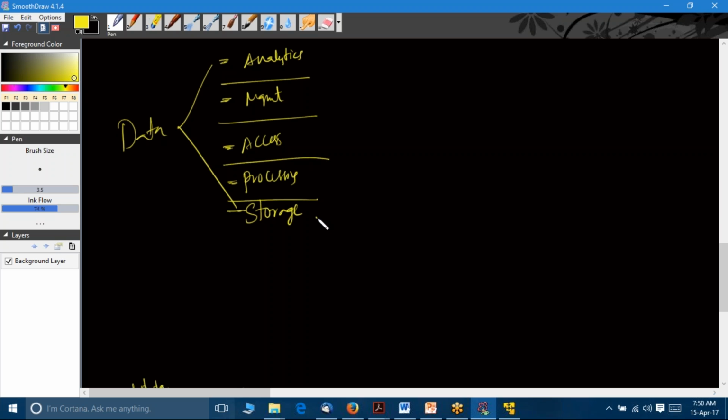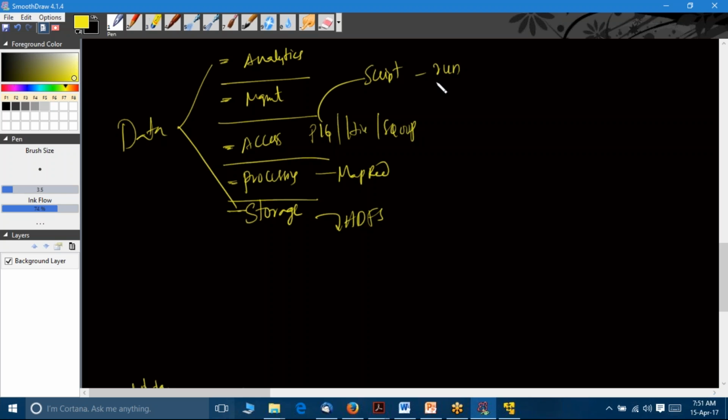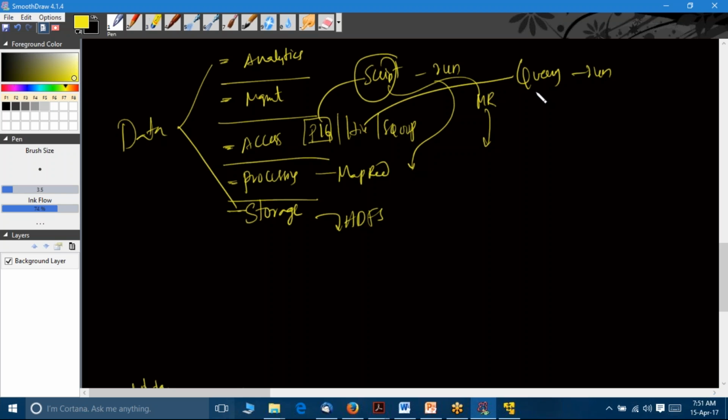Now at your storage level, we have only something called HDFS. At the processing level, we have something called MapReduce. And at the access level, we have Pig, we have Hive, we have Sqoop, all these things at your access level. You write a Pig script and you run that one, it runs as a MapReduce job. Because you write a Pig script and you run that one, your Pig script will get converted into a MapReduce job and run as a MapReduce job. You write a Hive query, and run that one, it gets converted as a MapReduce job and runs as a MapReduce job.